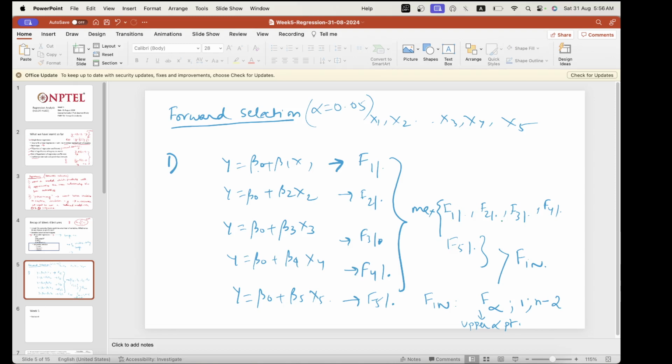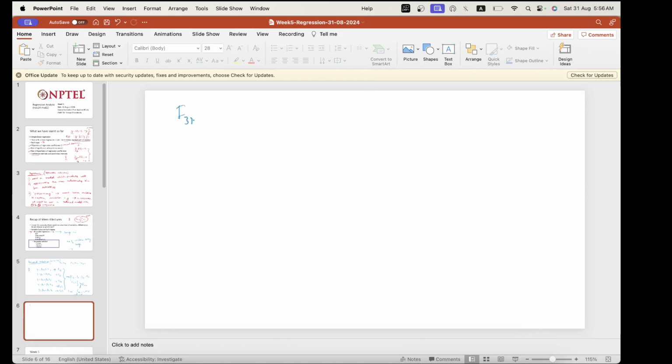So if we have a maximum of this thing and that is greater than the threshold, which means that whichever of these is maximum, that corresponding variable is quite significant, and it is most significant among the others. So let's say if f31 is most significant, then we add f31 to the model. Step 2, we add beta naught plus beta 3x3. So this then becomes my base model.